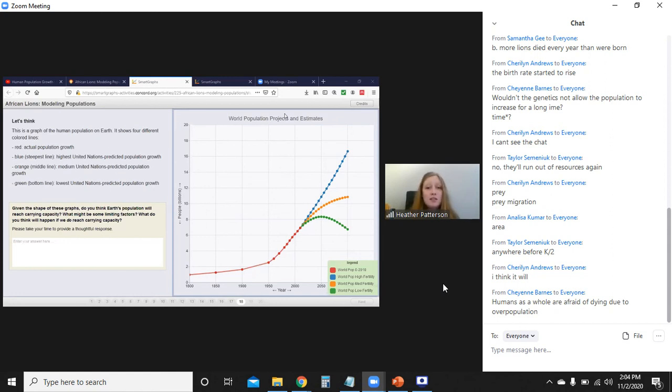And a lot of places are doing similar things with carbon dioxide. They're trying to figure out how we can actually use what is a waste product and make it into something we can use. So that's also an interesting way to look at it, as a side note for how you're thinking about sustainability. But yeah, Cheyenne says humans as a whole are afraid of dying due to overpopulation.